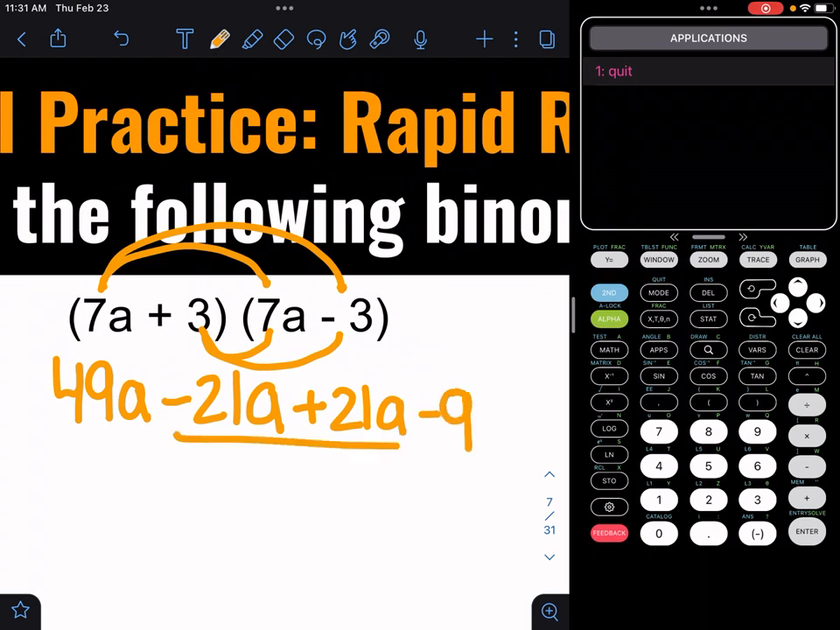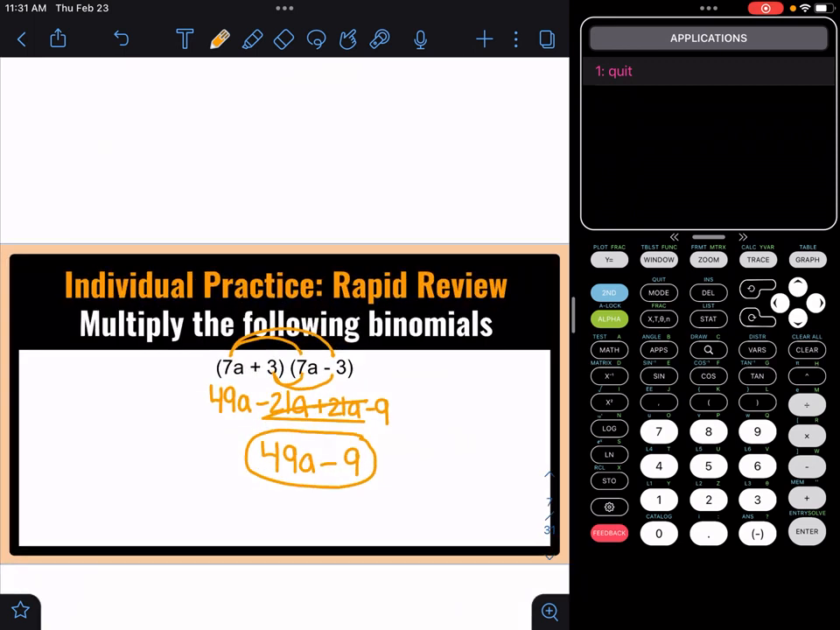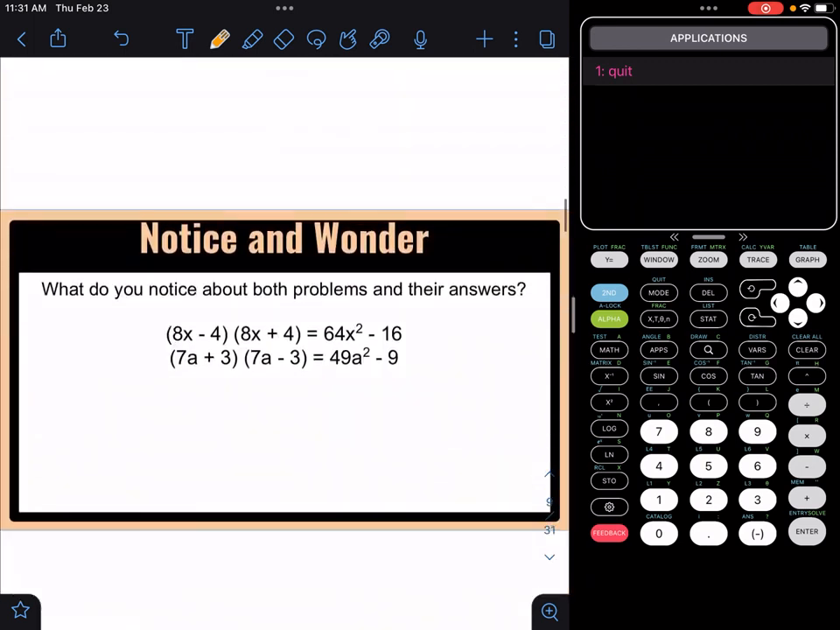So again, the negative 21 plus 21 just cancels out, so we'd be left with 49a squared minus 9, which 49 is a perfect square. And the square root of 9 is 3 and 3, which are our 3's in our original answer. So again, today we are going to learn how to go from this product that we found back to the factors. So, notice and wonder, what do you notice about both of these problems and their answers?